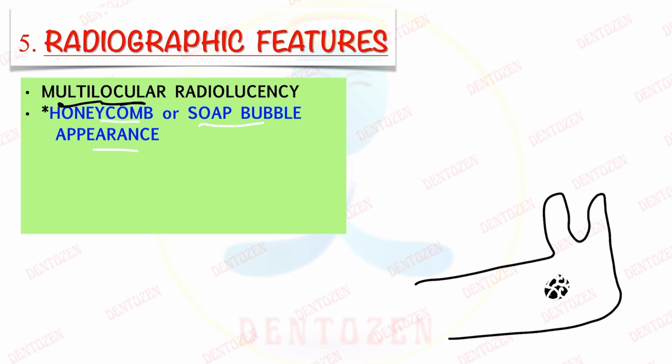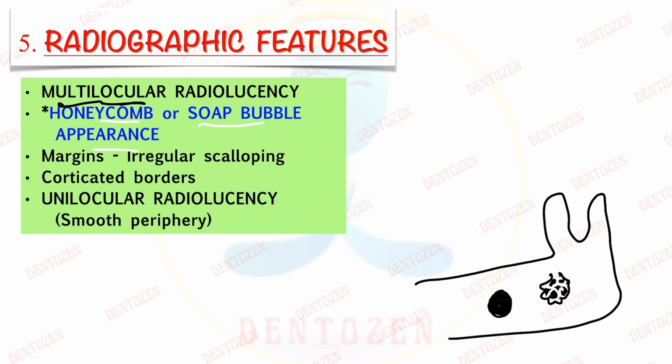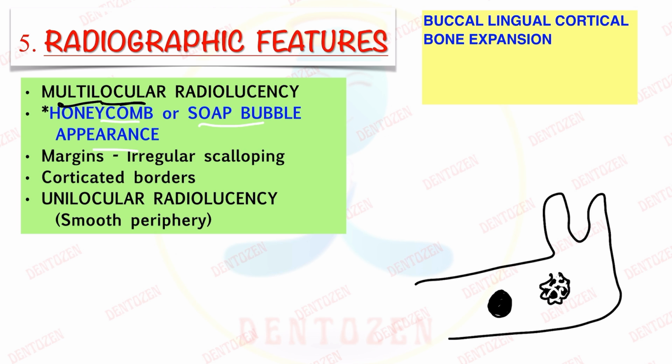And the borders may be scalloped. The borders of the radiolucency may be corticated, and irregular scalloping may be seen. And sometimes when it presents as unilocular radiolucency, no compartments are seen and the margins may be smooth. Now on radiograph, we can also see the buccolingual cortical expansion of the bone, and it can even cause resorption of the roots of the teeth.